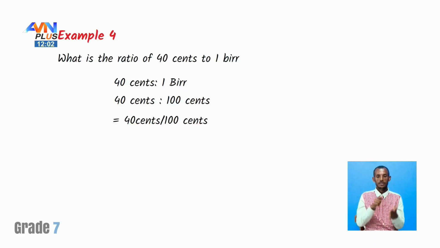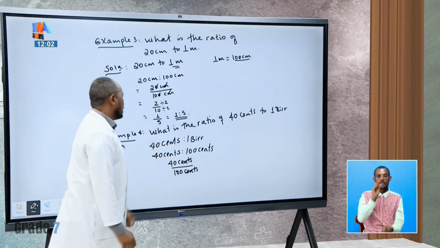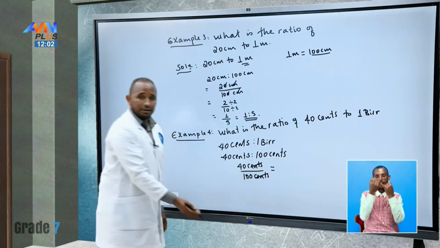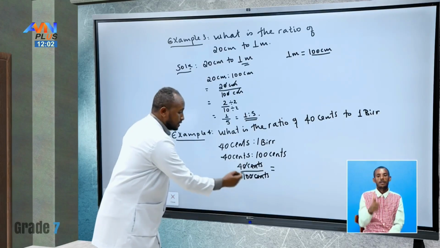Cents cancels out. And then I have to write this into lowest terms. I can divide both by 10. That means the 0 cancels out. So you have 4 over 10.